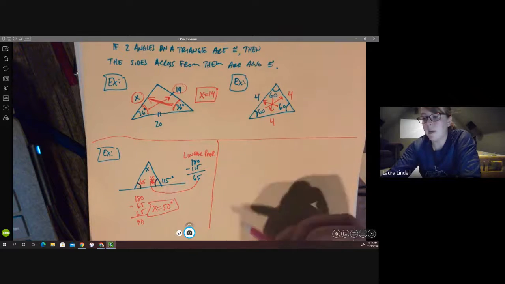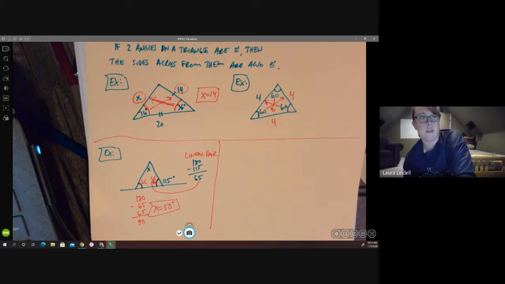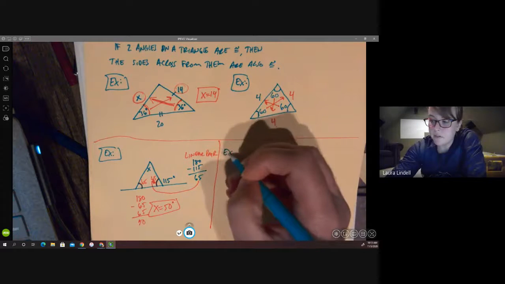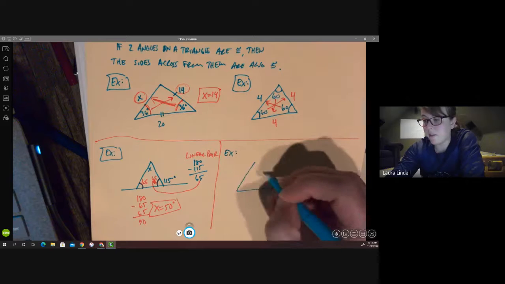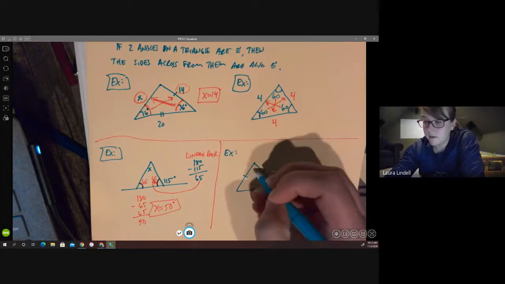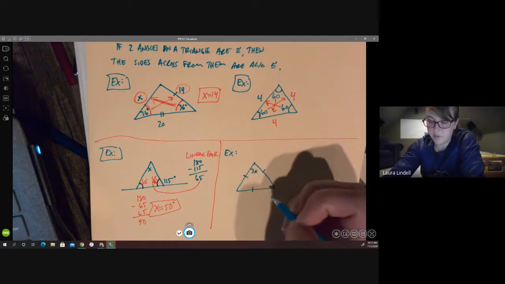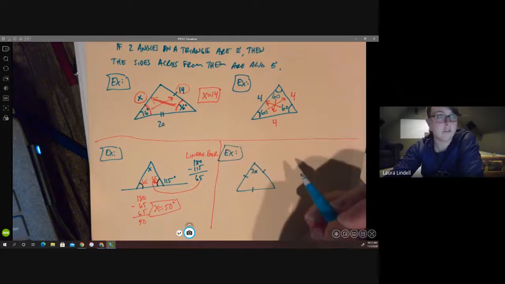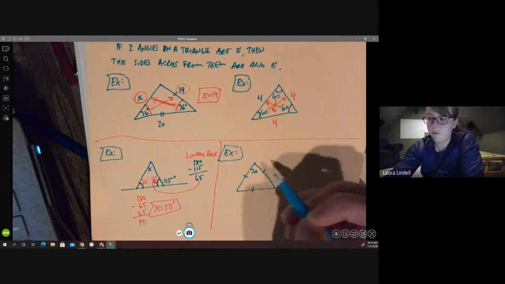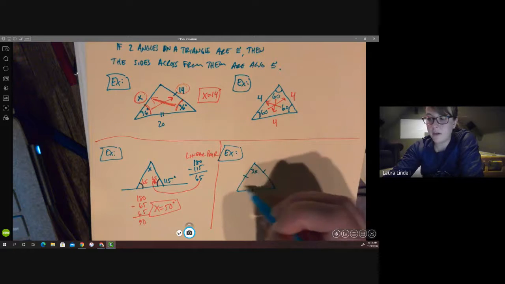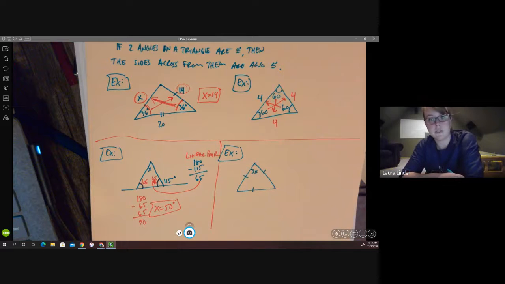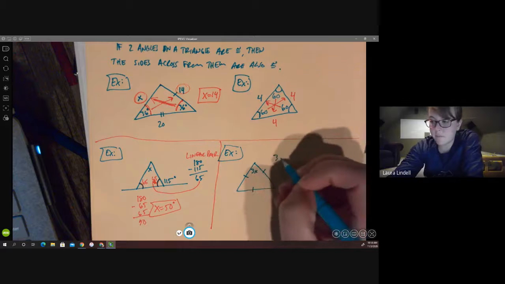And then the last one that we might see is going to involve equiangular equilateral triangles. If you see something like this, and you're told that this angle is 3x, and you want to solve for x, what did we say that the angles in an equilateral triangle are? What's each angle on an equilateral triangle? 60. So if each of these are 60, then 3x equals 60.